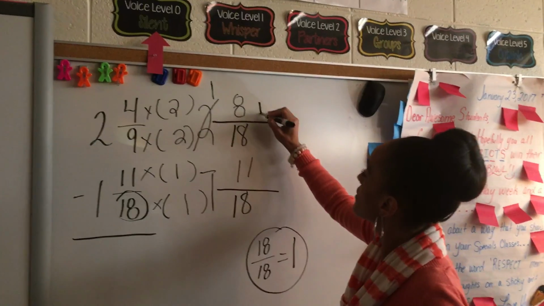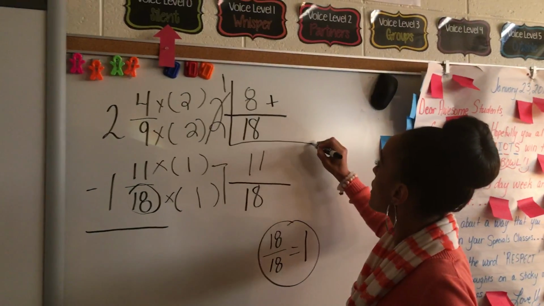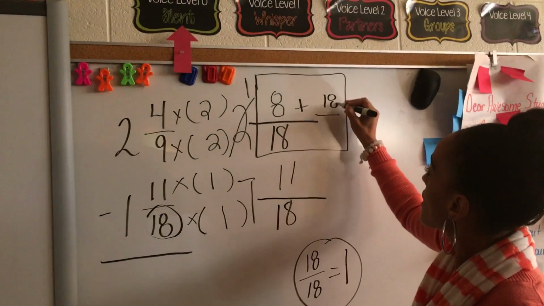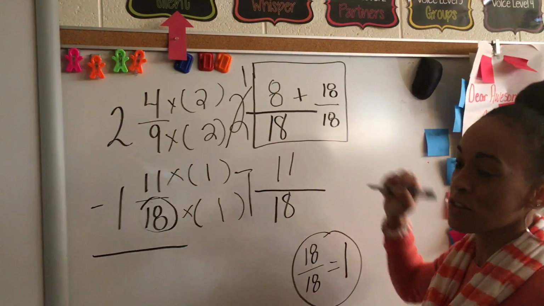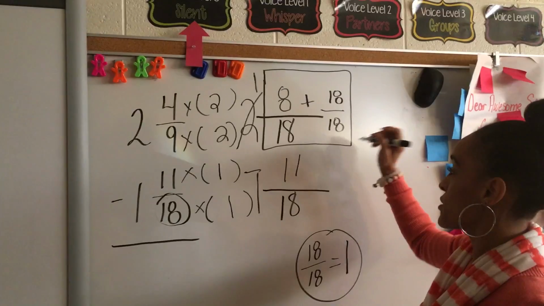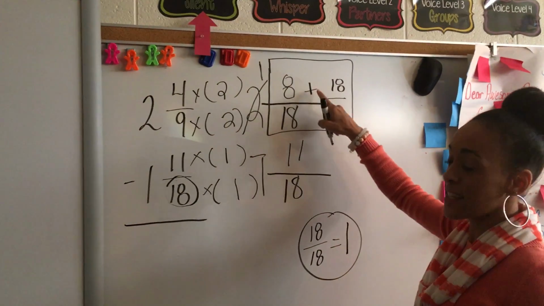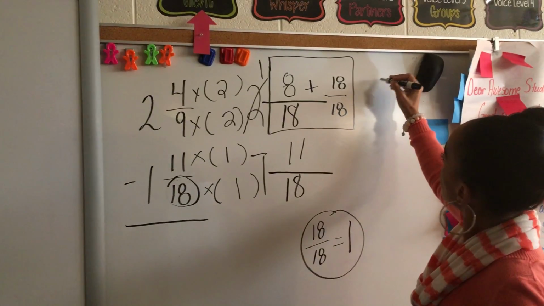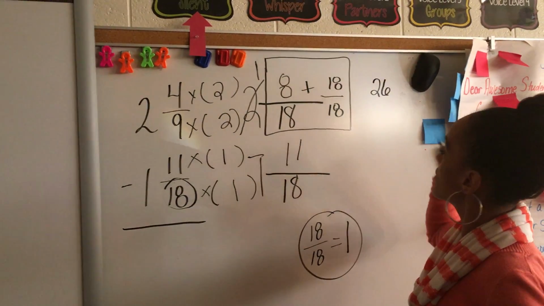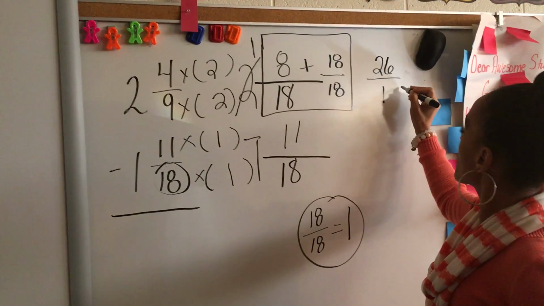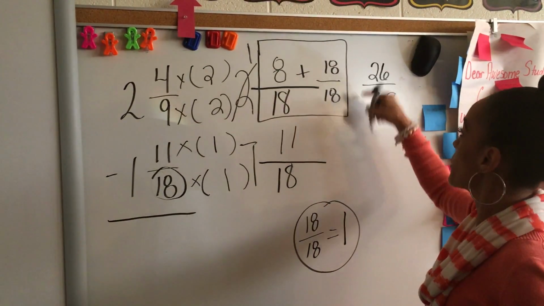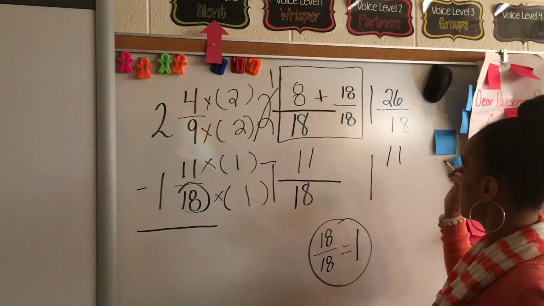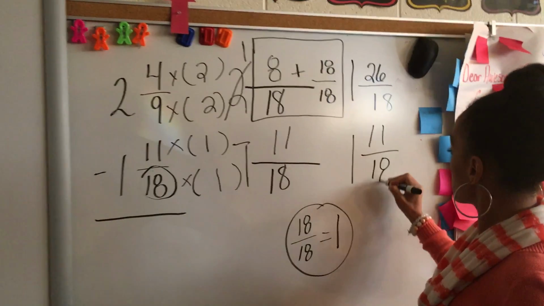So we're going to make our little box to know that we're regrouping this. And we're going to put our fraction here, 18 over 18. So we're adding 1 here. So that answer is going to be 18 plus 8 is going to give you 26. So we have 26 over 18, and we're going to move over our whole number, which is 1. And then we move over this fraction, we have 1 and 11/18.